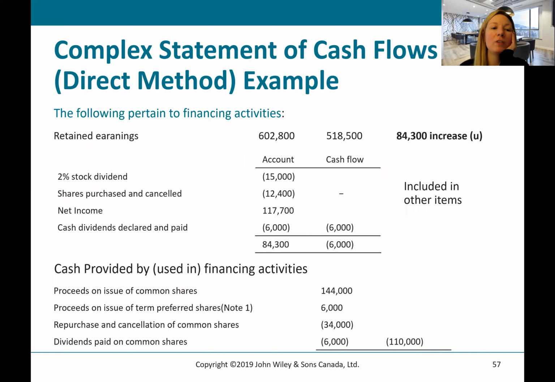And then we've got our financing activities. So we've got our change in retained earnings. We've got our stock dividends, our net income there, which we're reconciling, and our cash dividends paid. So here's our cash provided by or used in financing activities. We've got our proceeds on the issuance of common shares, the proceeds on the issuance of term preferred shares, the repurchase and cancellation of common shares, and dividends paid on common shares.